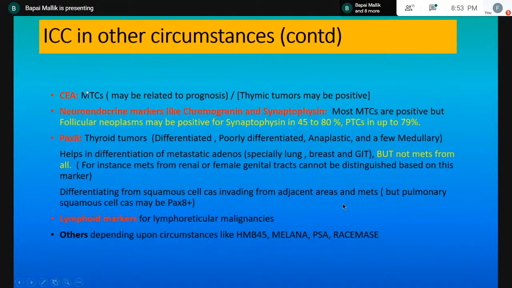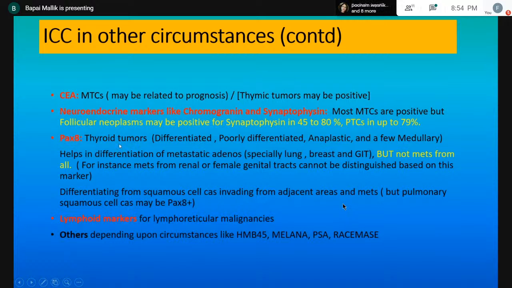CEA, it is important in medullary thyroid carcinomas. I told you thymic tumors can be positive. Neuroendocrine markers are good for medullary thyroid carcinoma, but be very careful because follicular neoplasms may be positive for synaptophysin in 45 to 80% of the cases. And papillary thyroid carcinomas can even be positive for synaptophysin. Not chromogranin, but synaptophysin, when you're using it, be very careful.